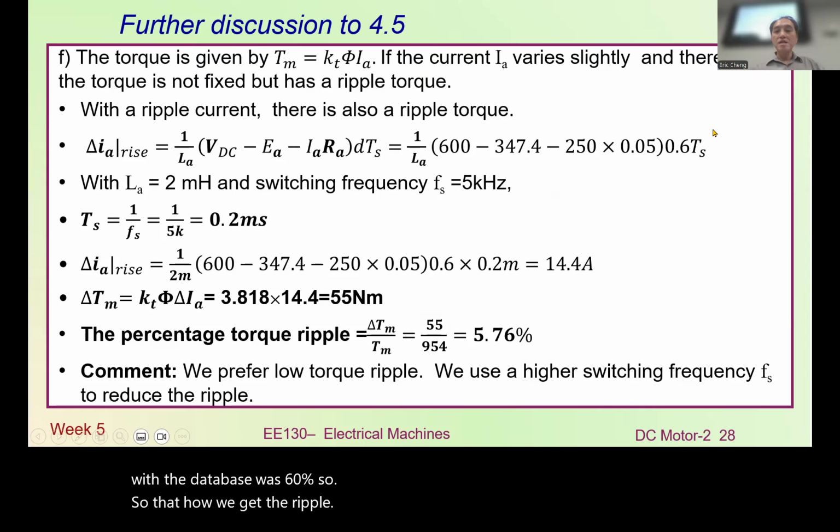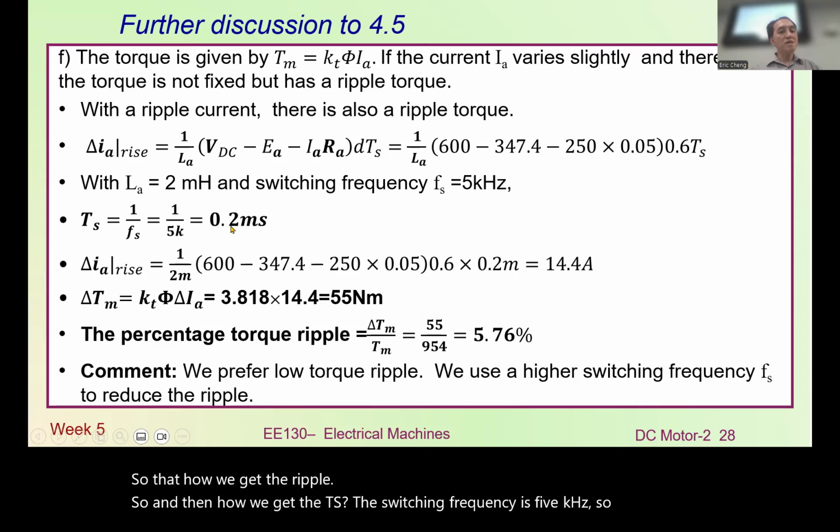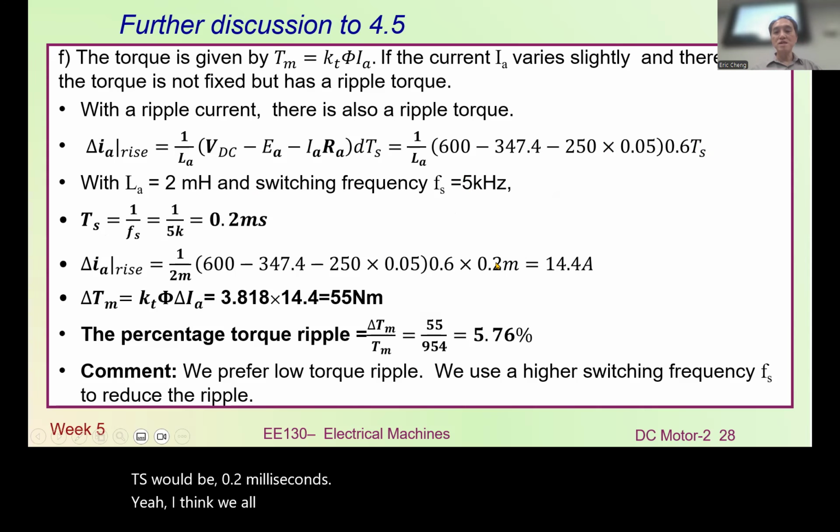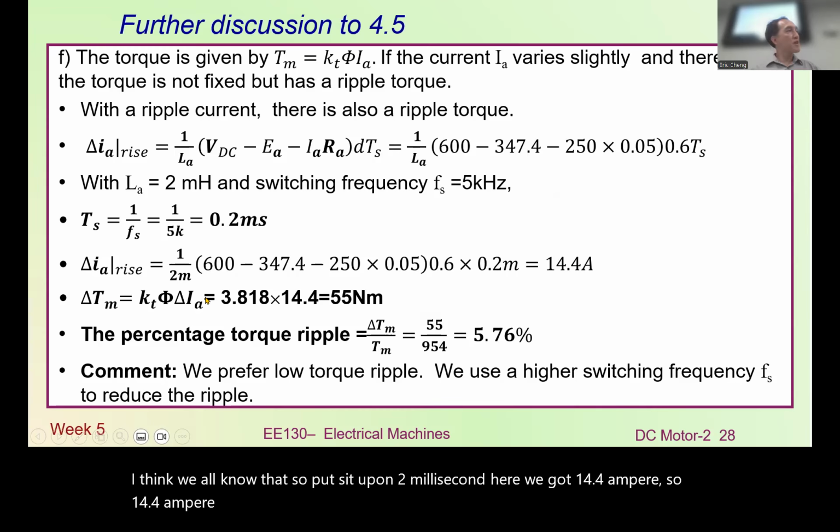And then how do we get the TS? The switching frequency is 5 kilohertz. So that's why TS will be 0.2 millisecond. Yeah, I think we all know that. So put 0.2 millisecond here, we get 14.4 ampere. So 14.4 ampere put into the torque equation, we can get the ripple is 55 Newton meter.